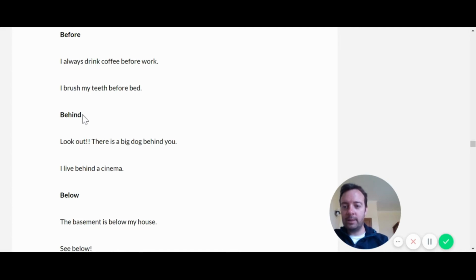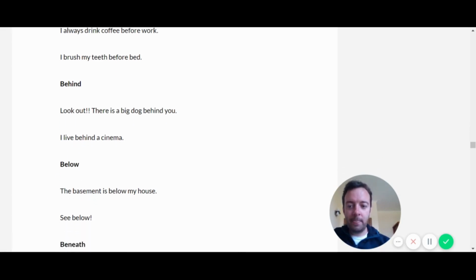Okay, the next one is behind. And so you have one thing, and then the other thing is behind. Okay, so look out, there is a big dog behind you. So you can't see the dog, it's behind you. So behind me, there is a door. Okay, I live behind a cinema.